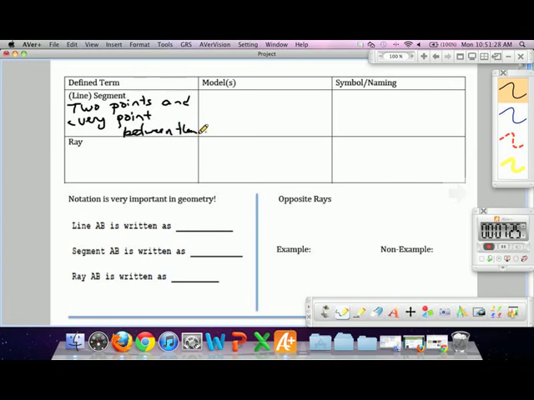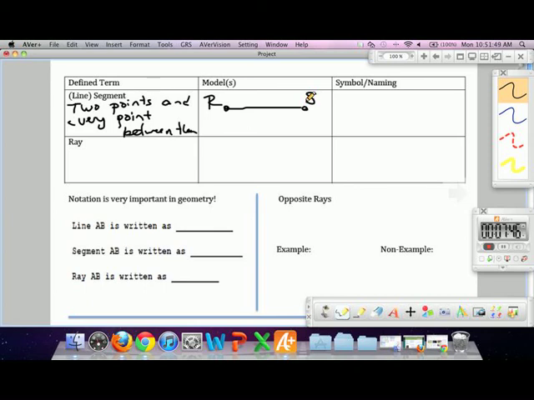How about R and S? Two points and every point in between them. There could be more points. Maybe this is literally just a chunk of a line, so maybe it keeps going past R and keeps going past S in the other direction. The line segment only talks about the endpoints and the things in between.